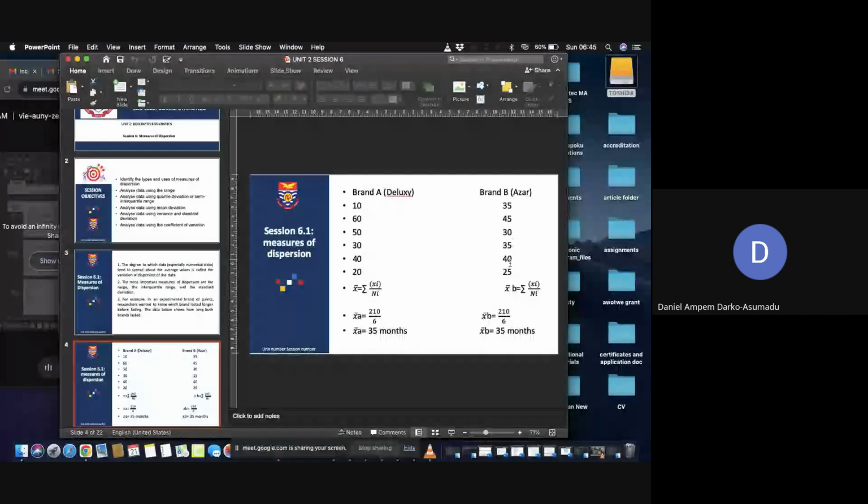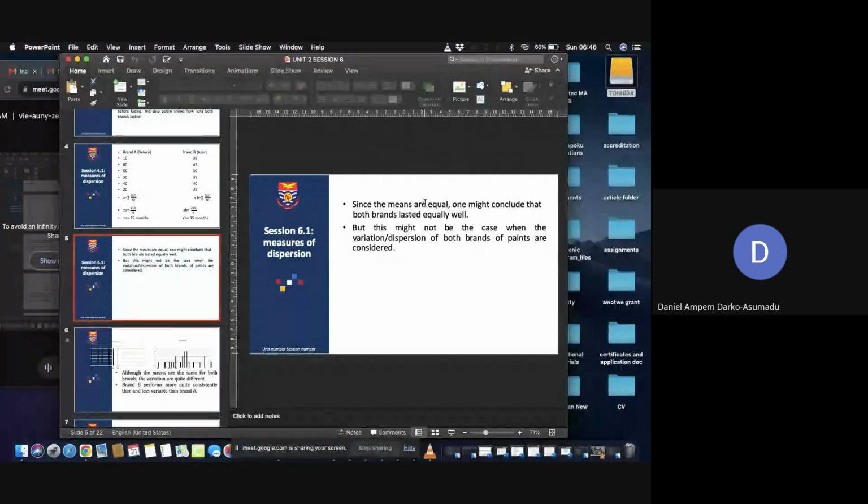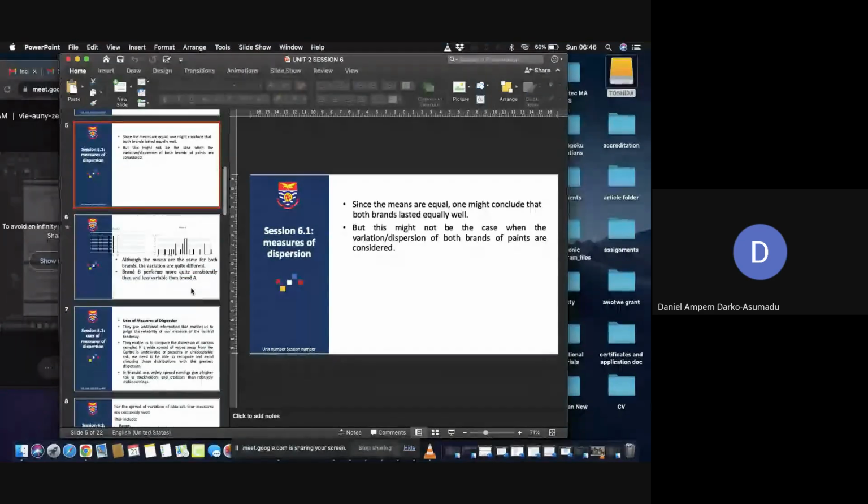When you do the same thing for brand B, which is Azar, you add all, it gives you 210 over 6, 35 months. So when you use the averages, which is the mean, you see you are getting the same months. So you are still not sure which brand will last longer. That is where the dispersion comes in to help you take a decision. Since the means are equal, one might conclude that both brands last equally well. But this might not be the case when the dispersion of both brands of paint is considered. Then you see that you may not get it right.